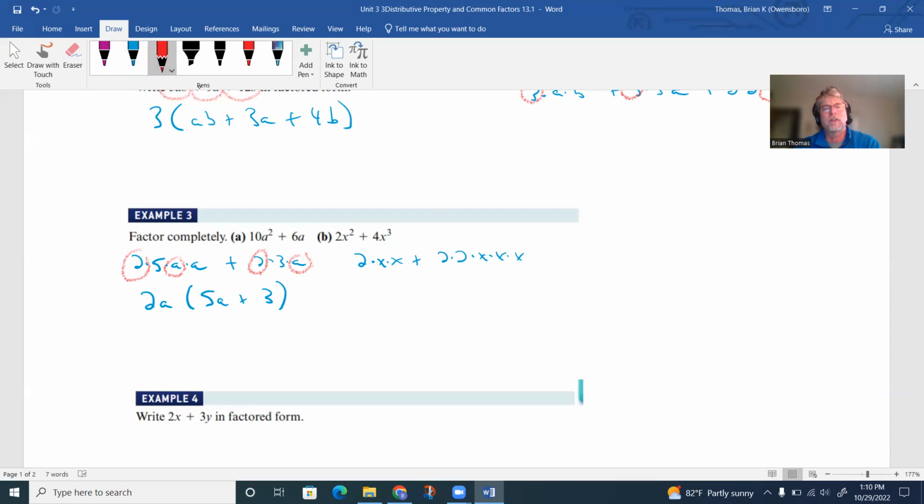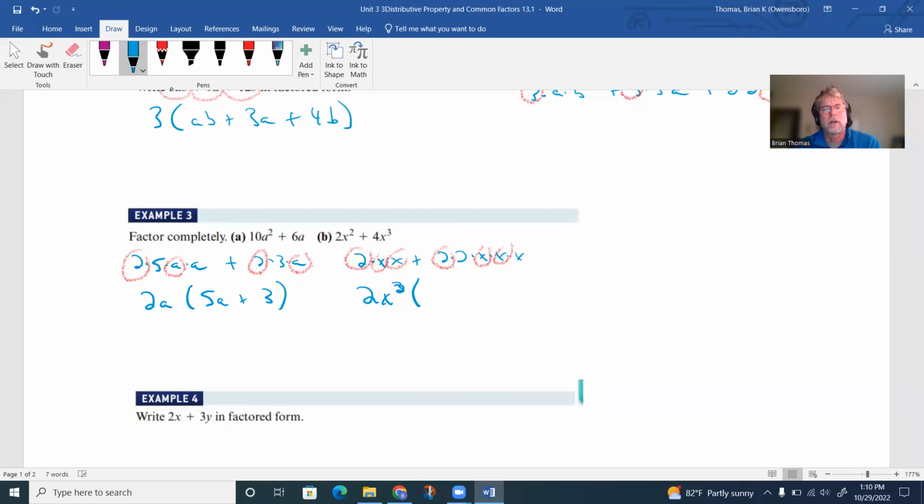So what I'm trying to ask myself is how many 2's do they have in common? Notice they do have a 2 in common, and how many x's do they have in common? Well, if this has 2 and this has 3, they have 2 in common. So I have 2 x's in common. So what we come out with is a 2 times an x times an x. In other words, what we pull out is a 2x squared.